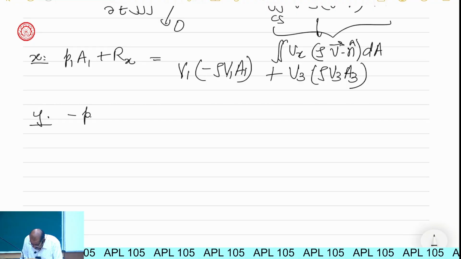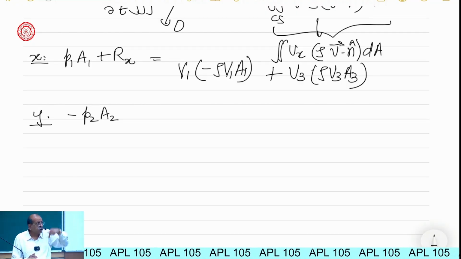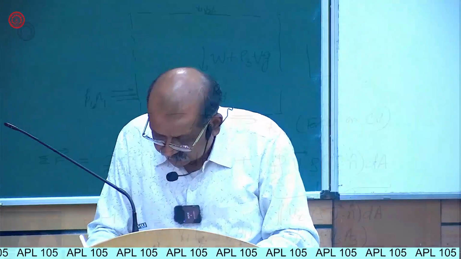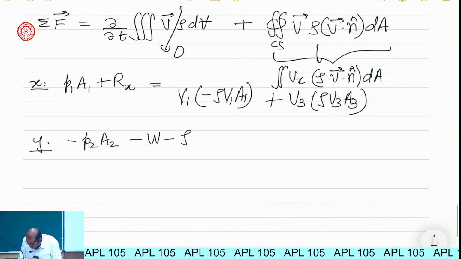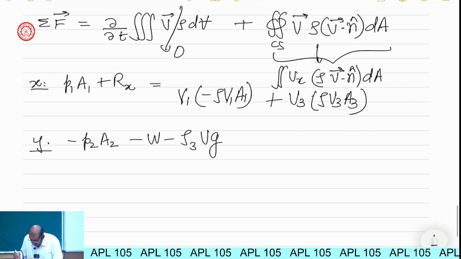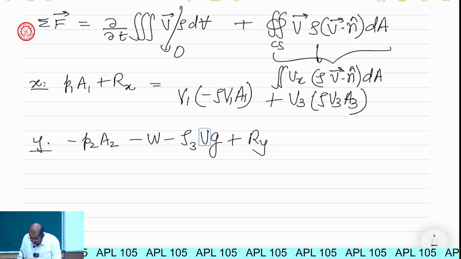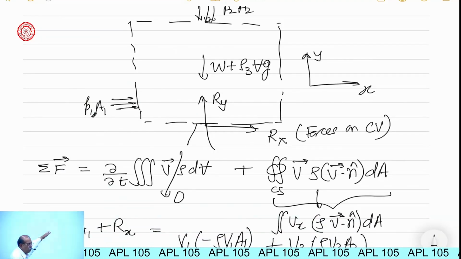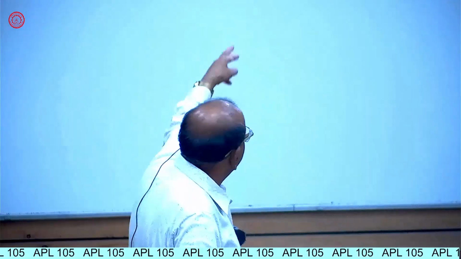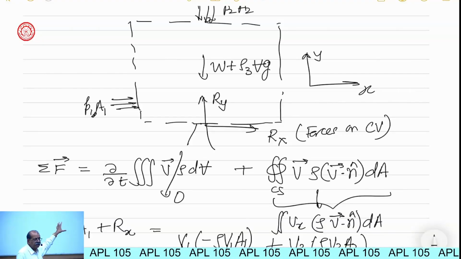Now in the y direction, we have minus P2A2. I'm assuming x and y like this. Then we have minus W minus rho 3 V g plus Ry. So these are the only terms; for the force part, go to the free body diagram. Don't bother about the flow at all. Just look at the external forces. So this is what is on the left hand side.